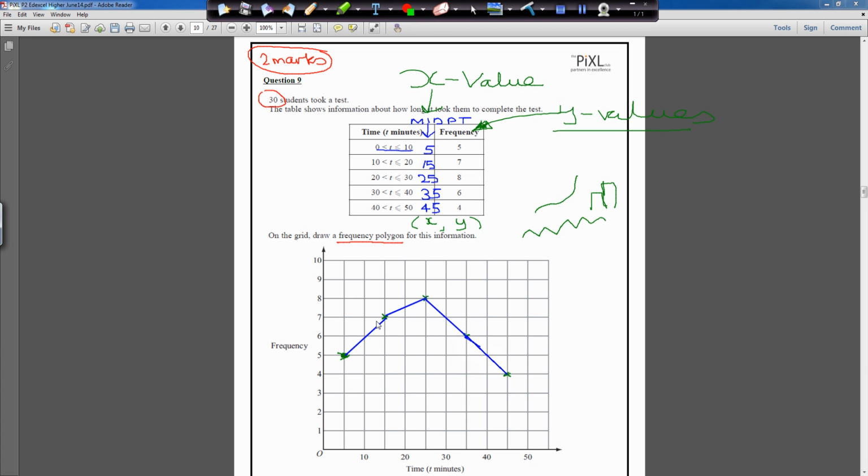Okay, folks, apologies for the slight dagginess of my graph, but that's it. That will give you 2 marks. So come on, folks, get the 2 marks, easy one.